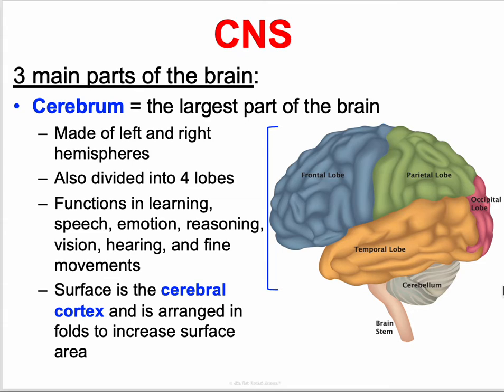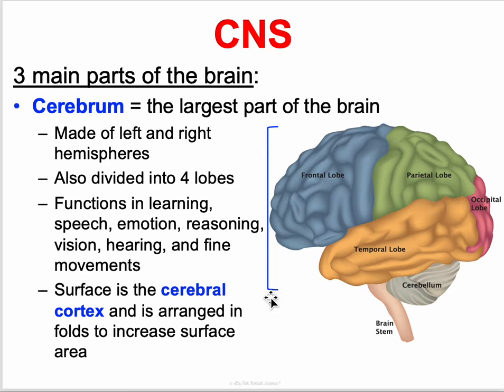But it can also be divided into these four lobes that you see on this diagram. So we have the frontal lobe, parietal lobe, temporal lobe, and occipital lobe. Those function in learning, speech, emotion, reasoning, vision, hearing, and fine movements. So those are all super important functions for our daily lives.